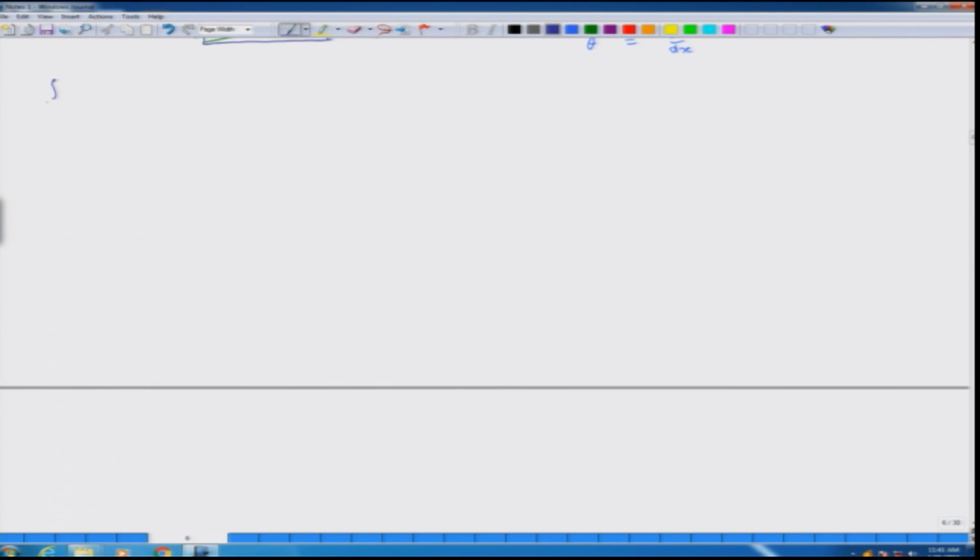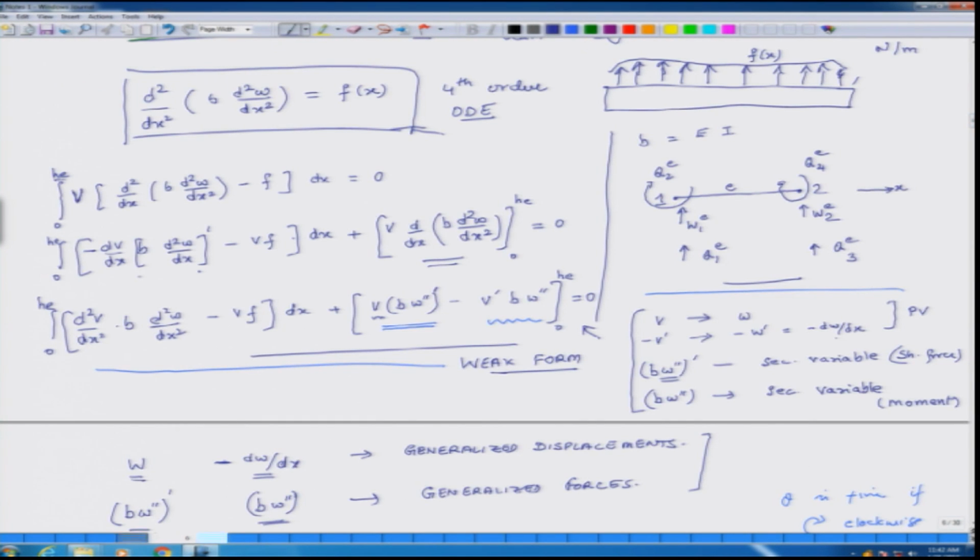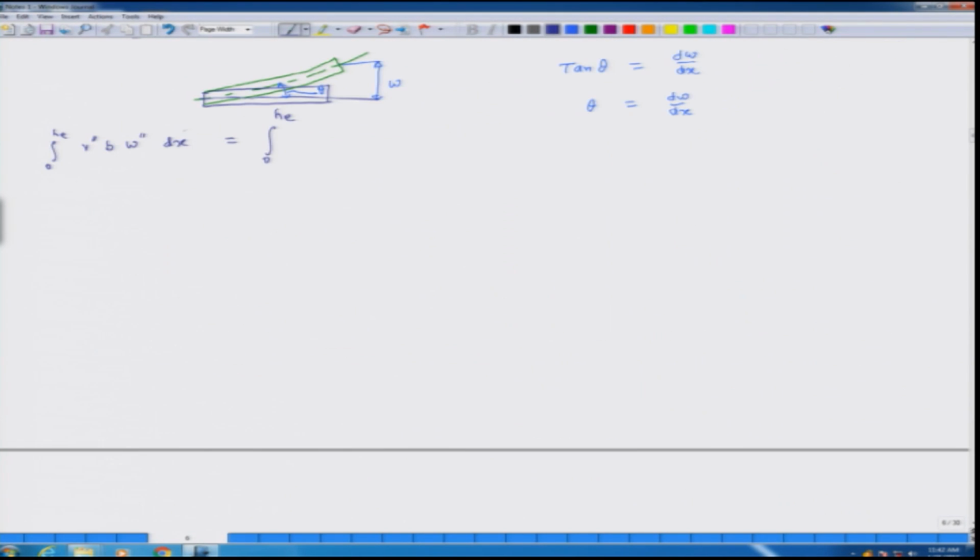So, my weak form equation is integral of v double prime times B w double prime dx, and all other terms I am taking to the right side, 0 to he. And one thing I did not do, which I should have done, because I am integrating it over an element and this is the local coordinate system. So, this x should have been x bar. So, everywhere you may want to replace this x by x bar. Okay. This is important. So, 0 to he.